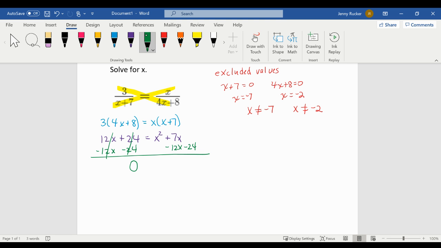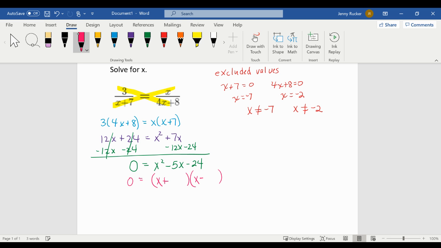So now we have the left side equal to 0. That's x squared minus 5x minus 24. Looks like we should be able to solve this by factoring. Let's do guess and check. So that'll be x and x.